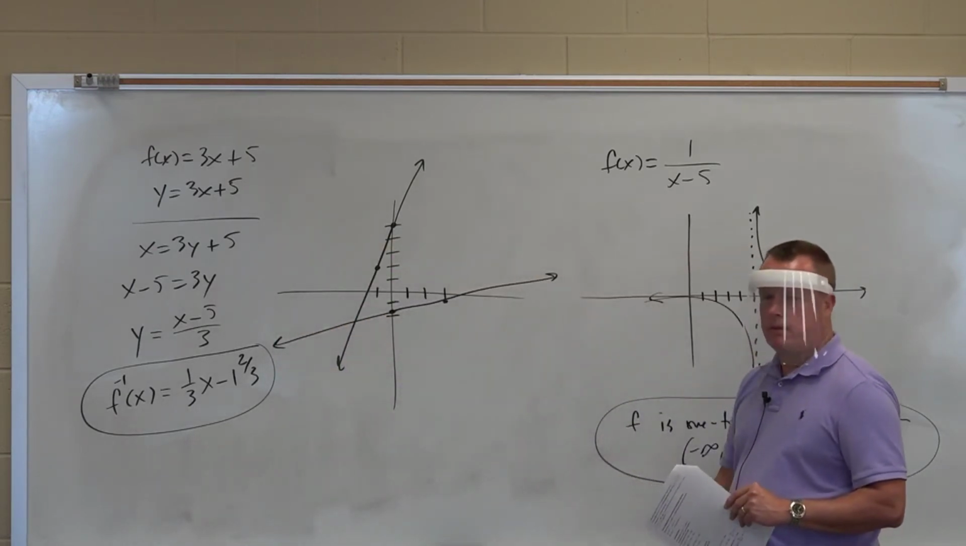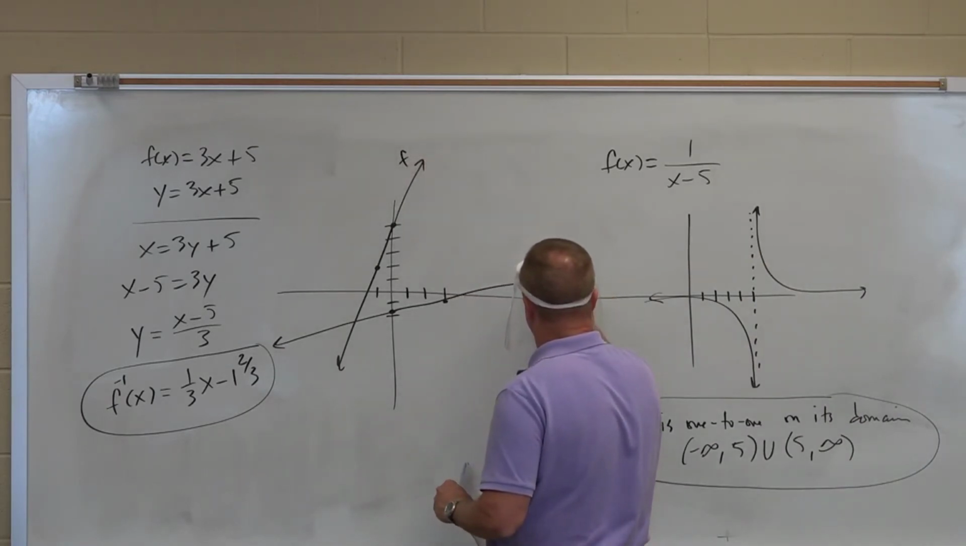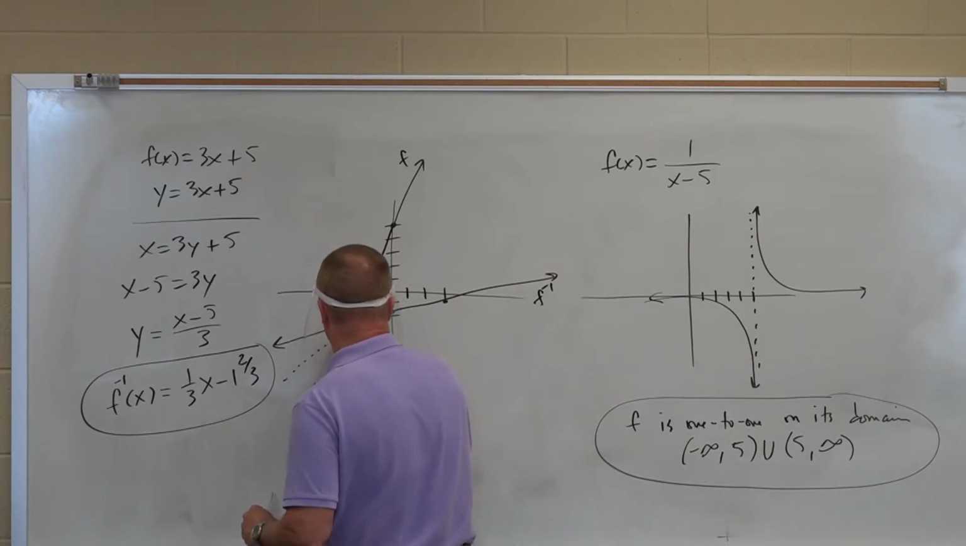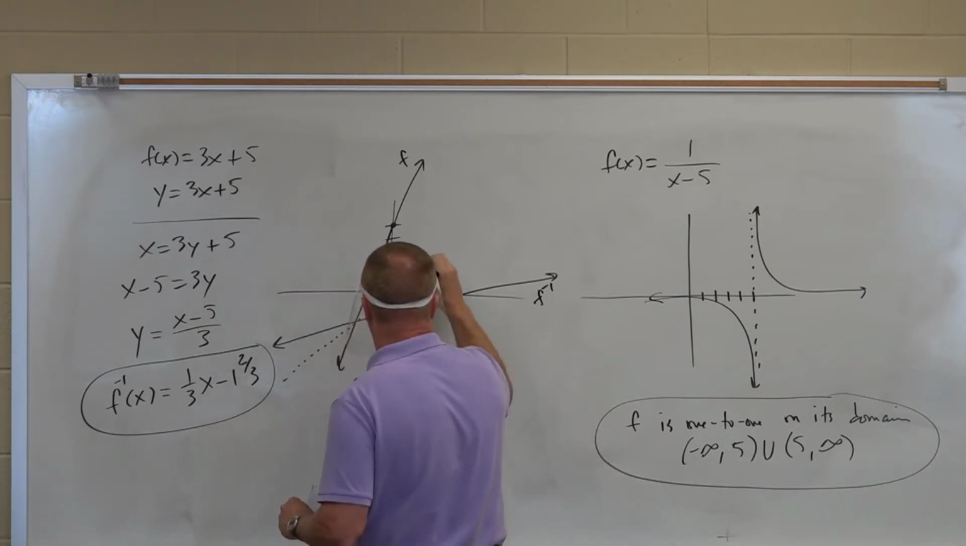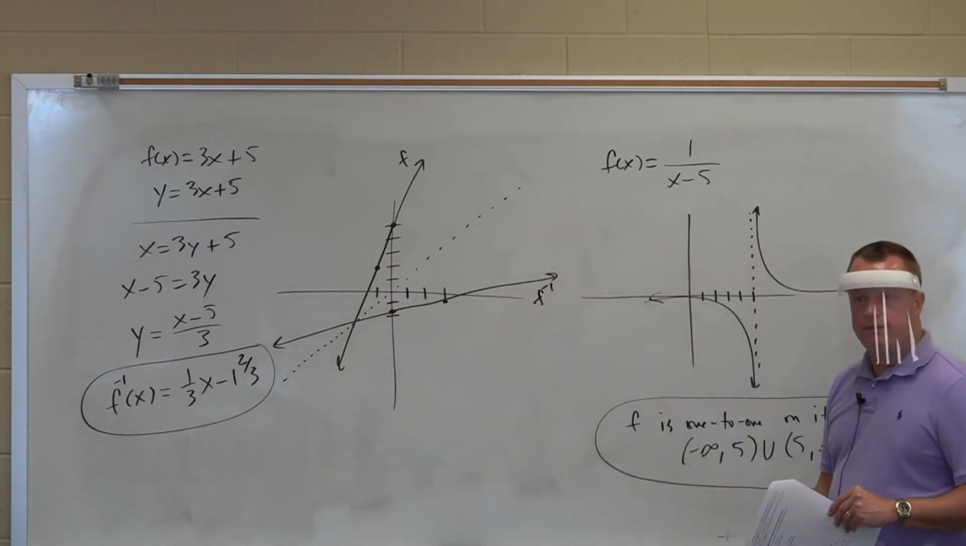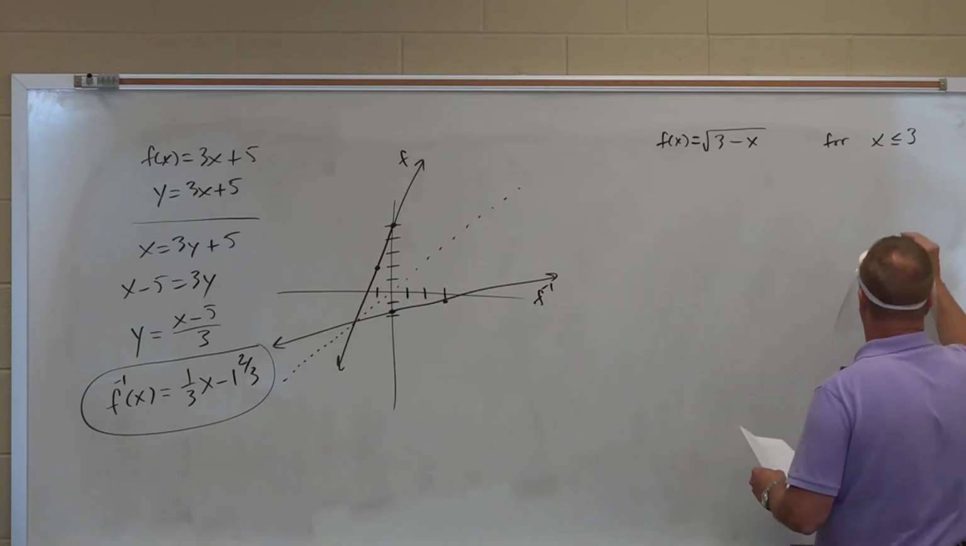Okay. So this would be f. This would be its inverse. And then notice these two graphs should be symmetric about this line y equals x. That's going right through there. Okay. All right, so let me go and graph that one first.